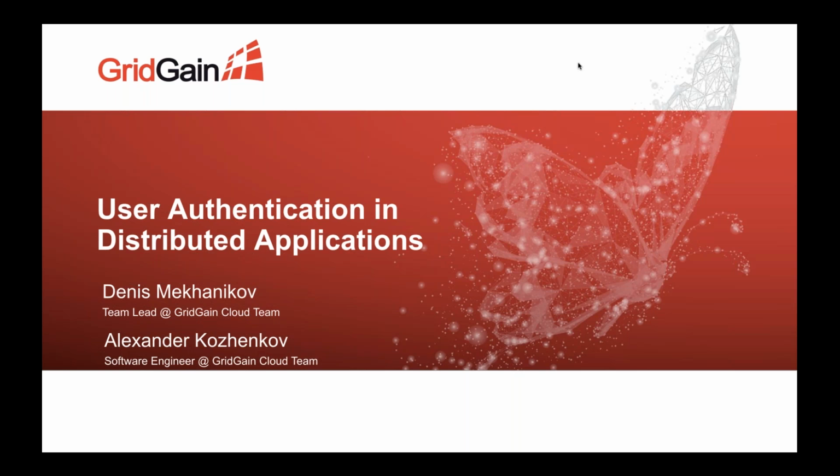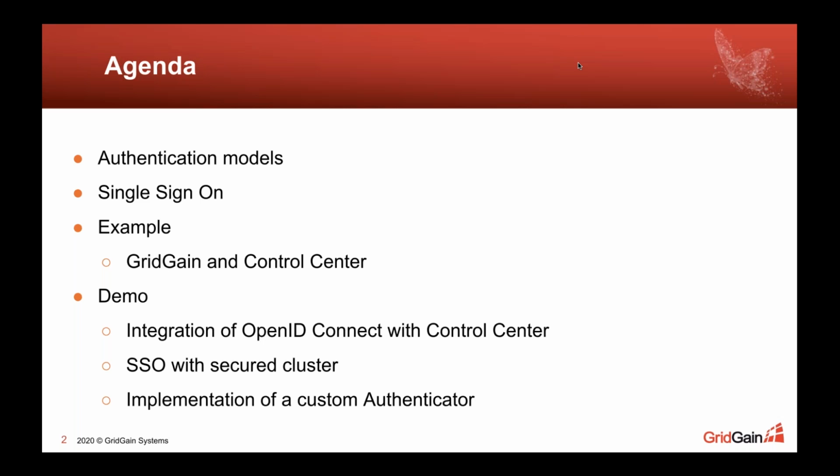Yeah, so let's get started and take a look at our agenda for today. As I said, first we will consider different authentication models that can be used in applications, both distributed and single-noded. We will take a look at different approaches to this problem. The main point of focus today is going to be single sign-on technology, which helps us resolve some issues with simpler and basic approaches. And we will consider GridGain with Control Center as an example of a system that can make use of the advantages that single sign-on provides.